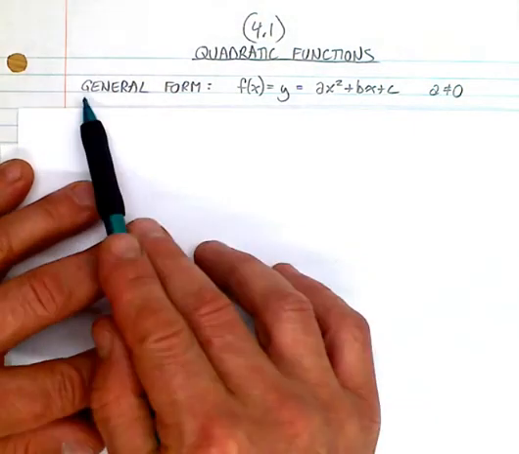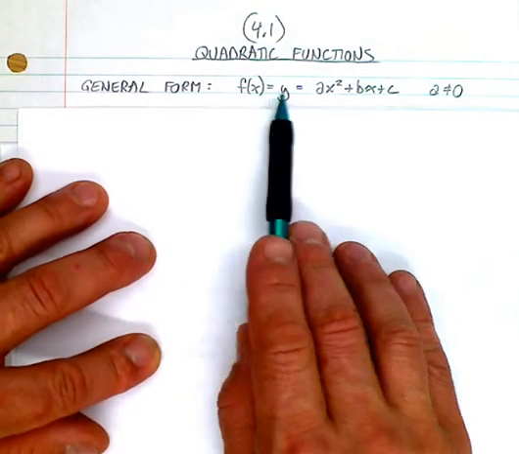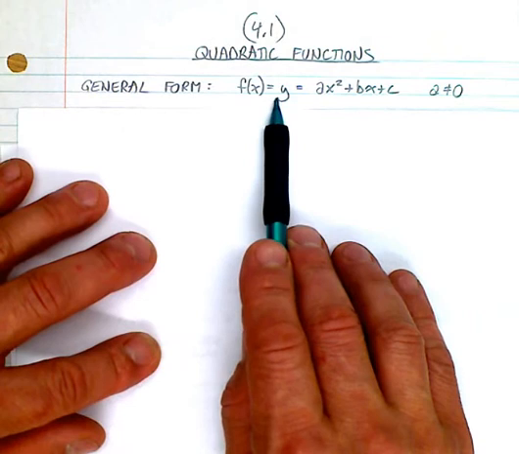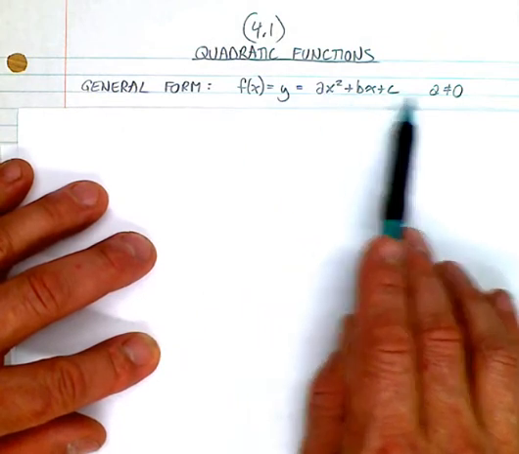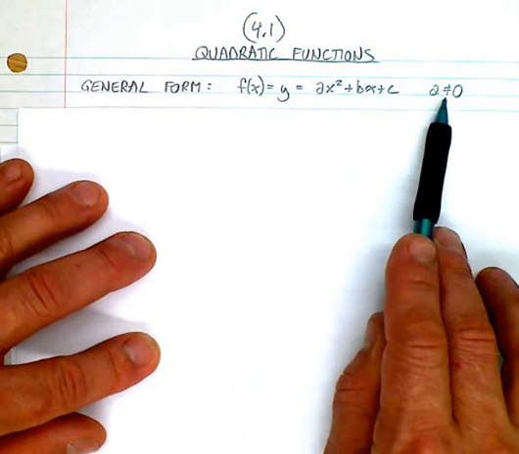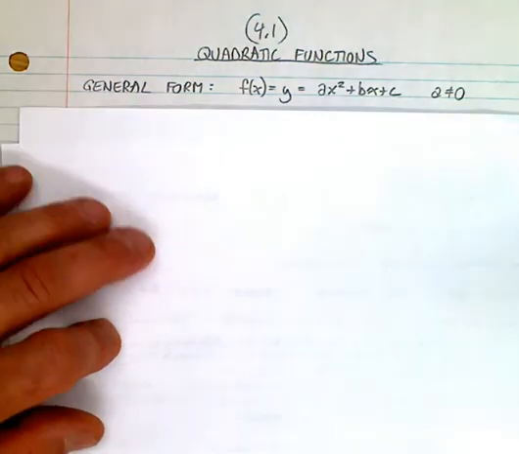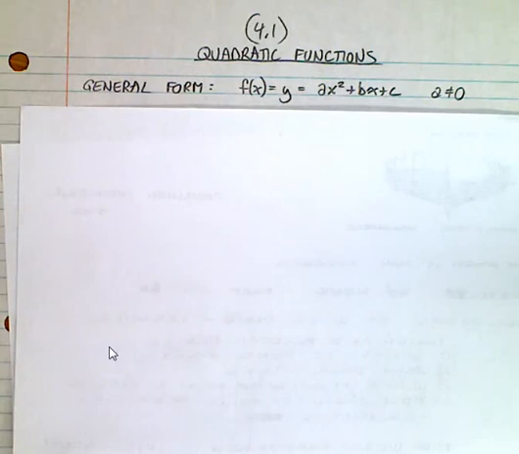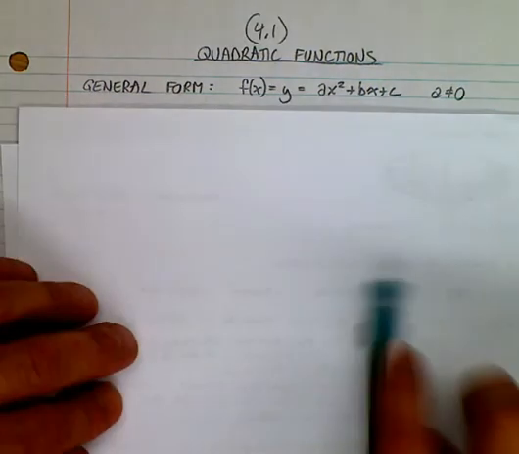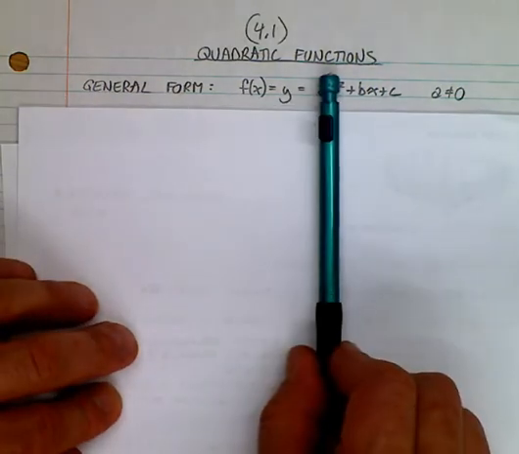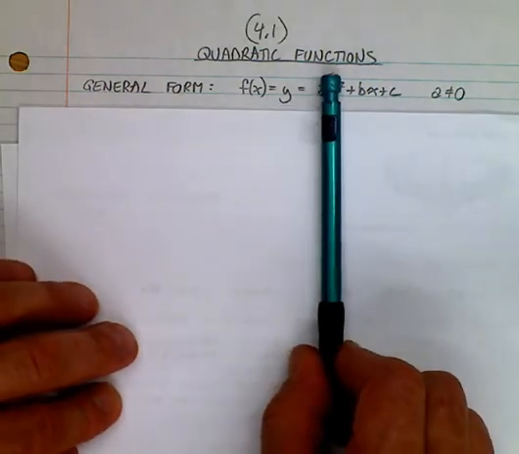Call this the general form, f of x. We know that y and f of x are interchangeable, ax squared plus bx plus c. I've got a stipulation here that a can't be 0. If you give it a little bit of thought, a can't be 0 mainly because if a was 0, this would disappear, and you'd simply have bx plus c, which would be a linear function.